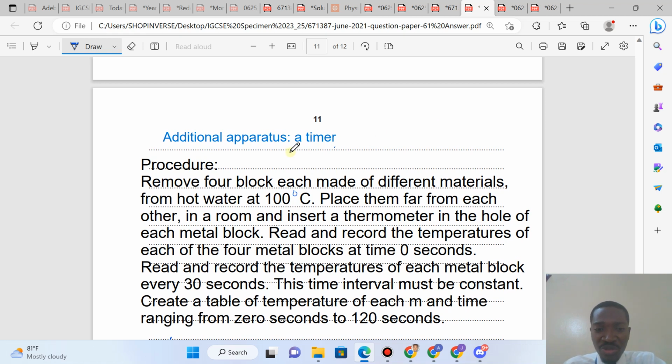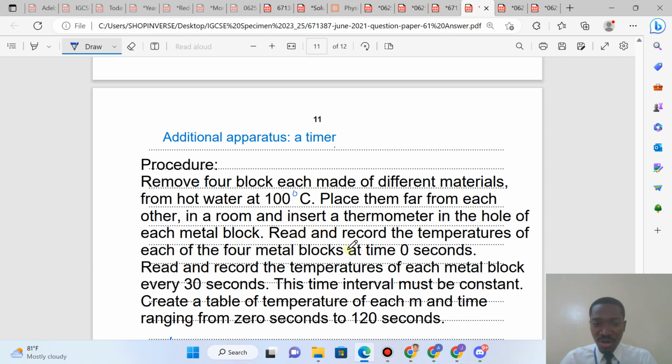The first thing, you remove the metal blocks made from different material from your hot water. You can use 100 degrees Celsius. This 100 degrees Celsius does not matter, okay? Just let us know that it's hot water. Then what's the next thing? You place them far from each other to prevent interference so that heat does not get transferred between the metals through radiation. What's next? Place them far from each other in a room, insert a thermometer in a hole of each metal block.